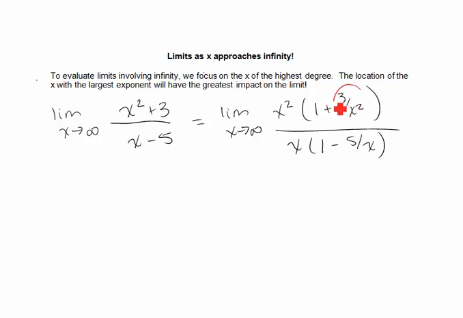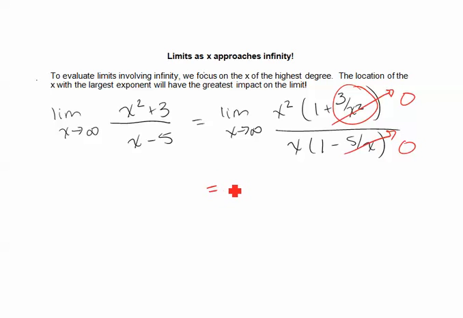Let's look at this term. 3 divided by x squared when x approaches infinity. Remember, when the denominator gets larger and larger, this is going to approach 0. The same thing's going to happen here. So by factoring out the largest degree, we can see that a lot of our terms cancel out.